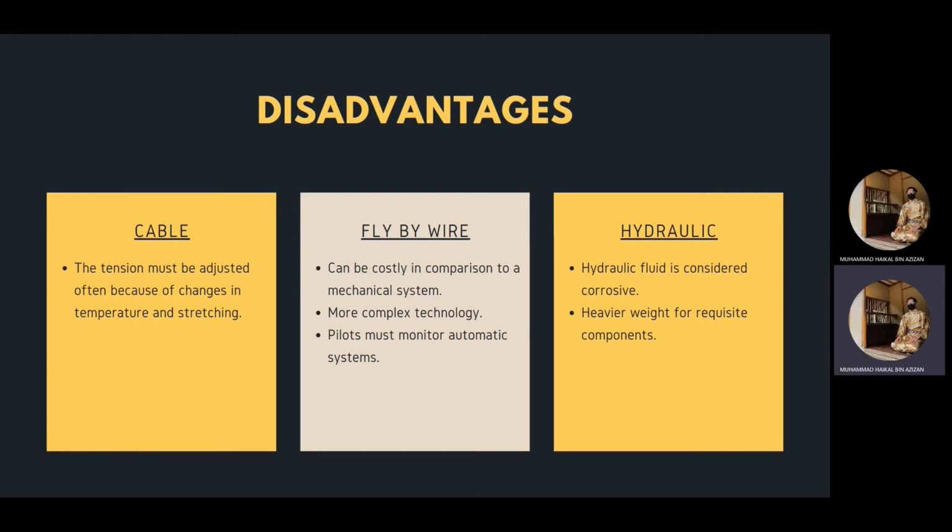The next differences are the disadvantages. For the mechanical system, the tension must be adjusted often because of changes in temperature and stretching. For the hydraulic system, the hydraulic fluid is considered corrosive, and the components are heavier since it uses liquid to operate. And the fly-by-wire system can be costly in comparison to a mechanical system. It has a more complex technology and pilots must monitor automatic systems.